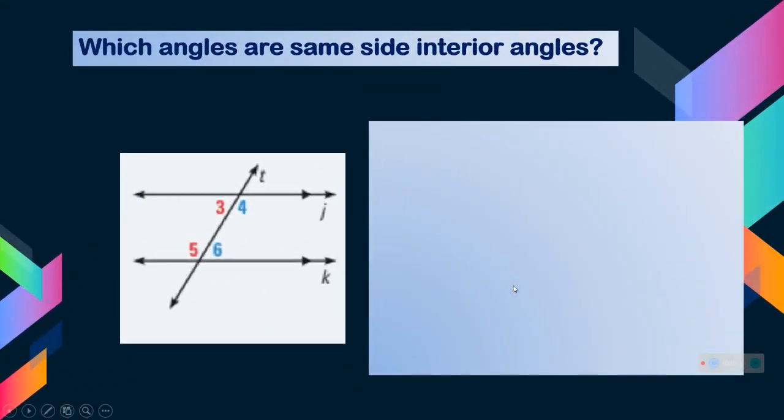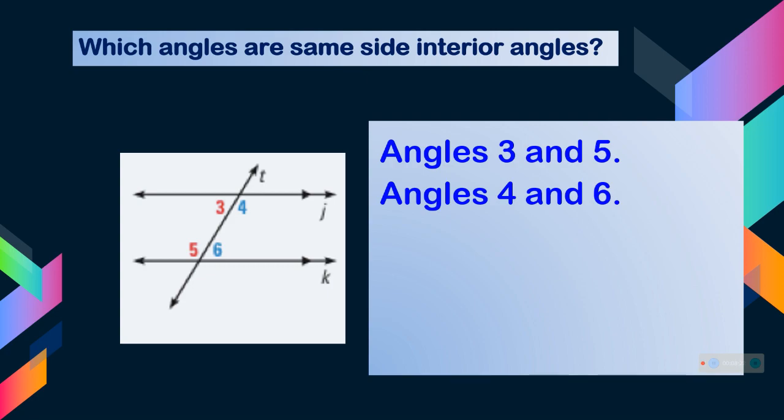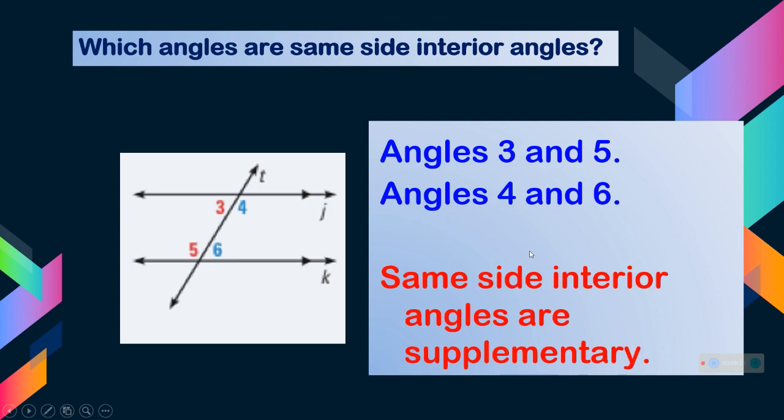Which angles are same side interior angles? Which do you think? Okay, so that's correct. We have angles 3 and 5 and angles 4 and 6. The property about the same side interior angles is that same side interior angles are supplementary.